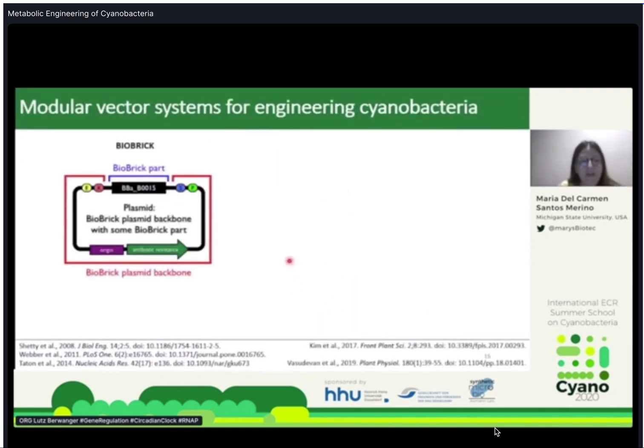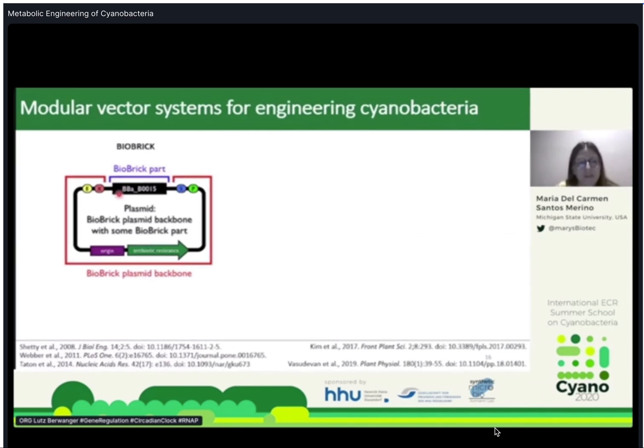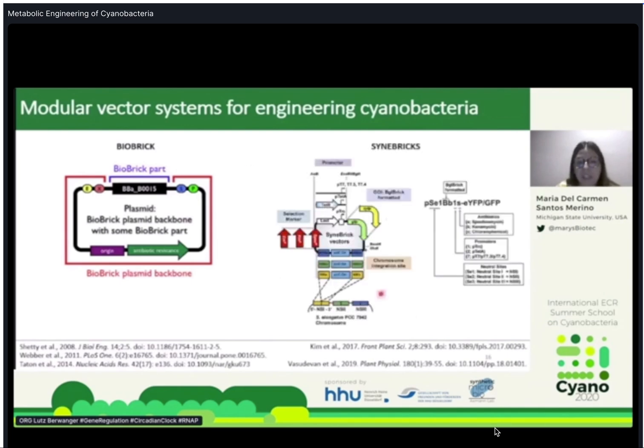As in other organisms, we can use modular vectors for engineering cyanobacteria. In fact, for many years, BioBrick plasmids that were developed firstly for E. coli and Bacillus subtilis have been used in cyanobacteria. But recently, a specific battery of this BioBrick called Cyanobricks has been developed specifically for 7942, using different neutral sites, antibiotic resistance, promoters, and the gene of interest. And as in the case of BioBrick, this Cyanobricks follows the rules of nomenclature for this specific plasmid.